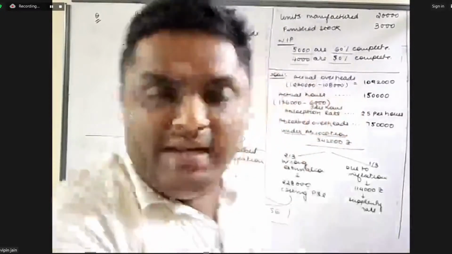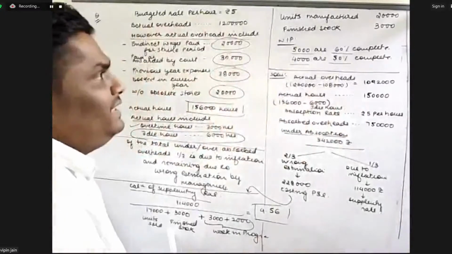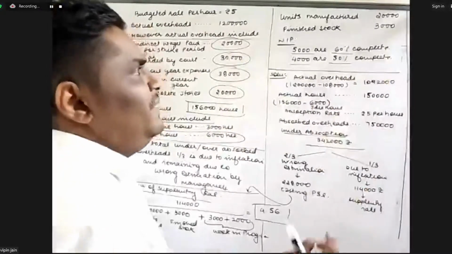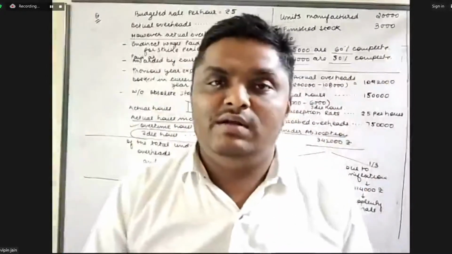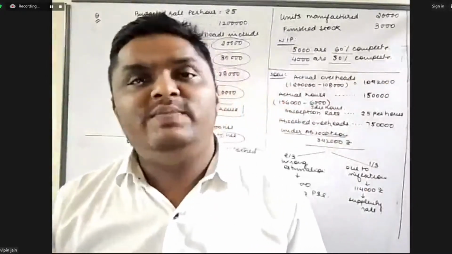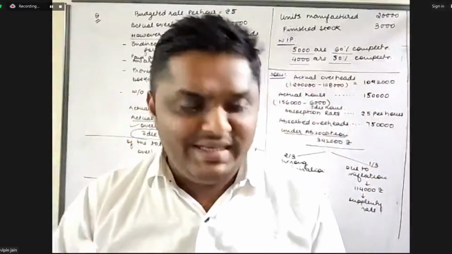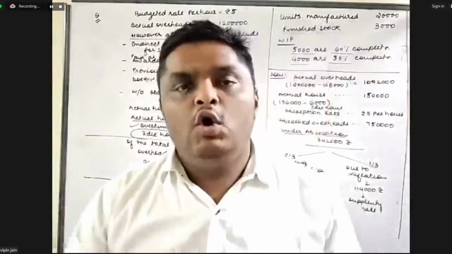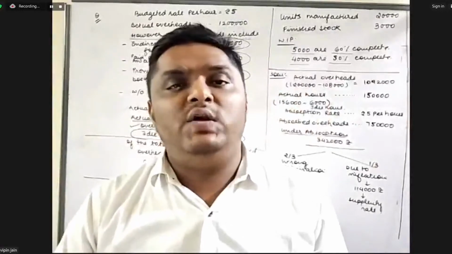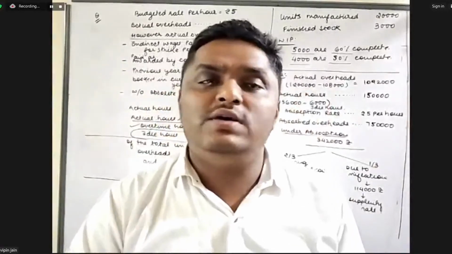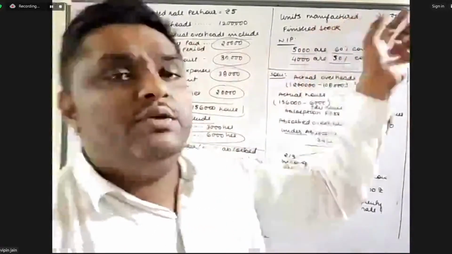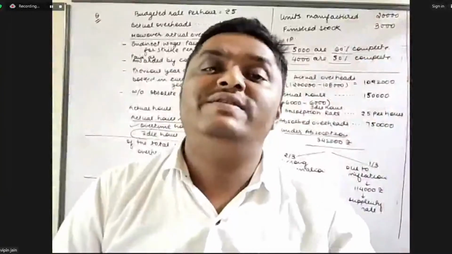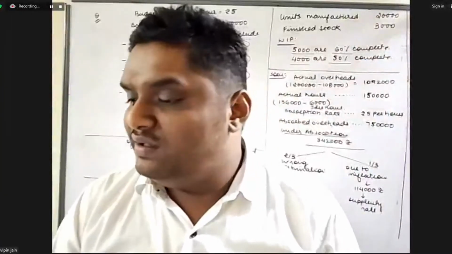Okay, Sushil Kumar Barik sir, how come units sold 17,000? So total units manufactured are 20,000. Out of these 20,000 units, 3,000 units are still in stock. It means what? 17,000 units are sold.